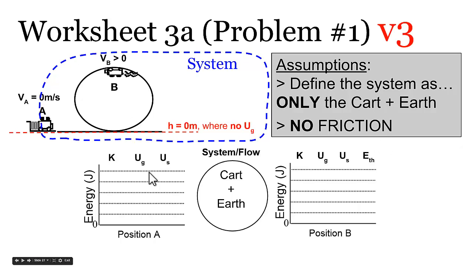And let's just now assume for the last two problems that friction is not that significant. So in the beginning, let's look at whether there's any energy present within our system, the system being the cart and the earth. Well, the cart or the earth is not moving, so there's no kinetic energy.